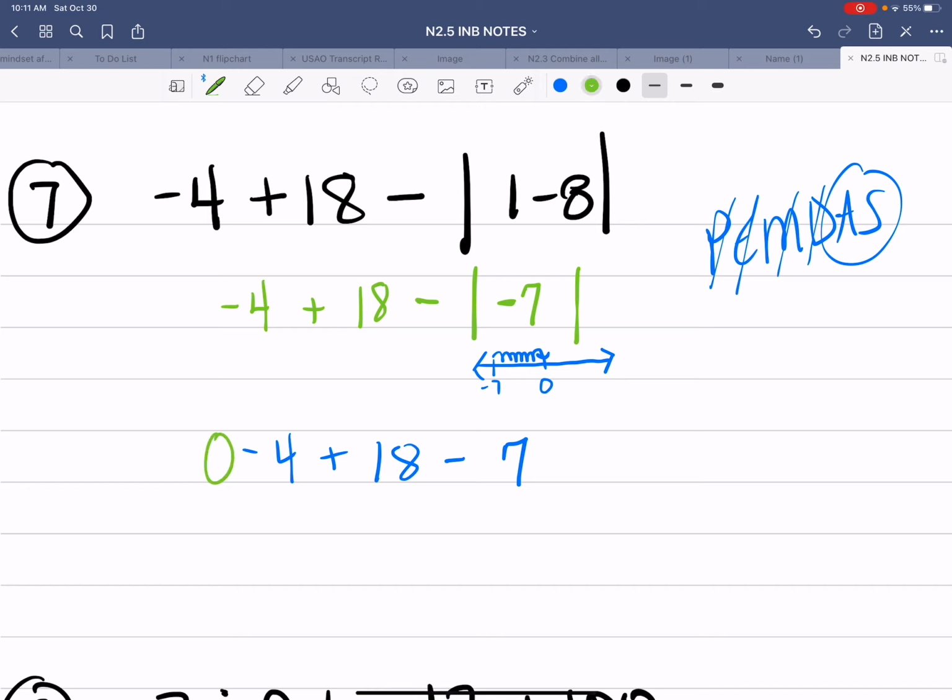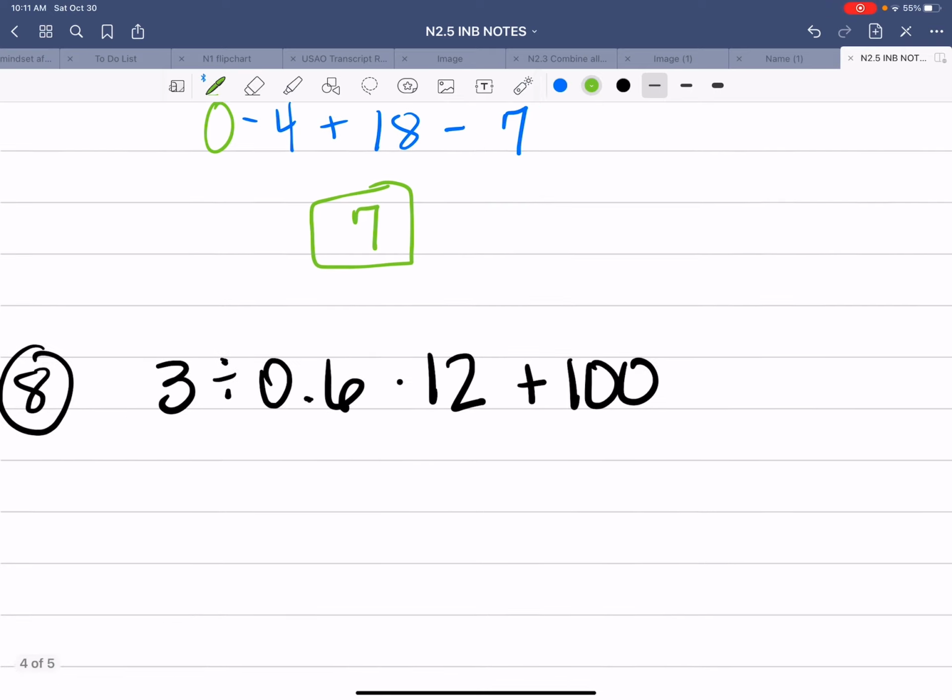So I could put it straight through the calculator. So 0 minus 4 gives me that negative number. So when I hit plus 18 and minus 7 to finish that problem, it tells me that my answer is a positive 7. Okay, we are almost done.